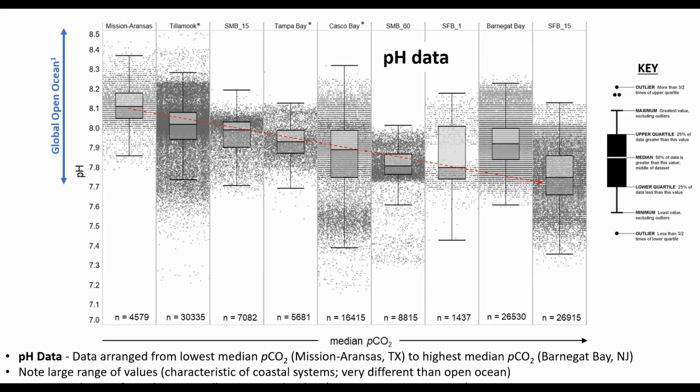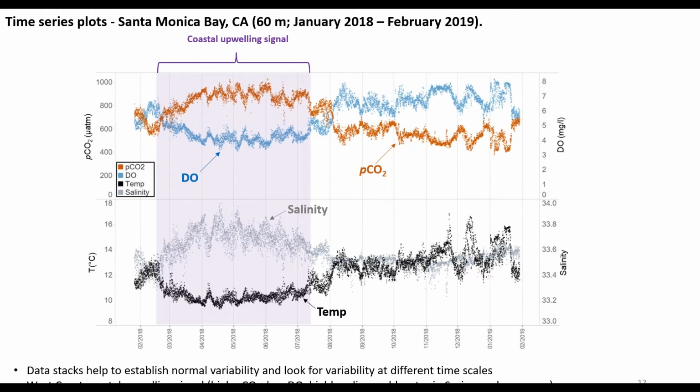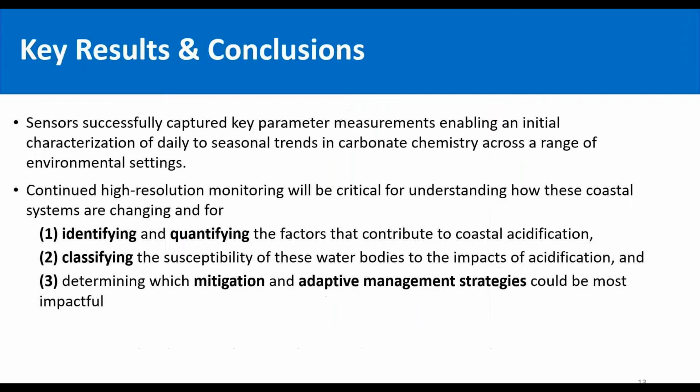Next slide, please. Lastly, I want to show one other way of looking at this, which is looking at data stacks, where you can plot different parameters together to get a better sense of what's going on. Here's an example of PCO2, DO, salinity, and temperature from Santa Monica Bay. What we're seeing here is what we think to be a clear coastal upwelling signal, where you've got high PCO2, cold water, and it's very saline. And that jibes with what we know about coastal upwelling in this system. Last slide, please. Next slide, please.